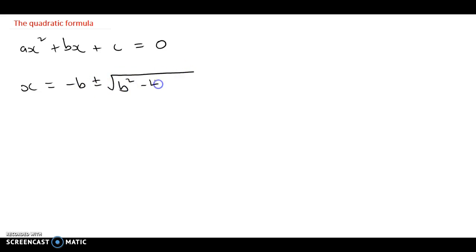In this lesson we'll be looking at another method of solving quadratic equations, and that's by using the quadratic formula. The quadratic formula is useful when a quadratic can't be easily factorized. If we have a quadratic equation of the form ax squared plus bx plus c equals 0, the quadratic formula is x equals minus b plus or minus the square root of b squared minus 4ac, all over 2a, and that's worth committing to memory.